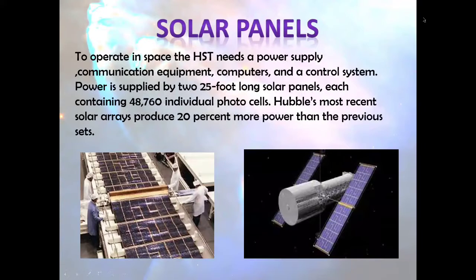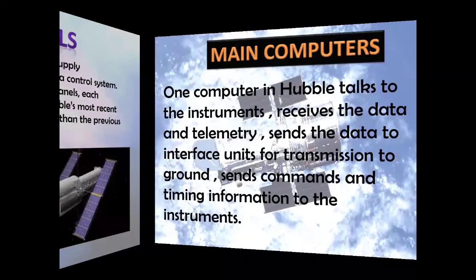Here are the solar panels. In space, there is no power. They only use solar panels to operate in space. Hubble needs a power supply for communication. The solar panels each contain 48,760 individual photovoltaic cells. Hubble's most recent solar arrays produce 20% more power than the previous sets. Moreover, Samhit will continue this.